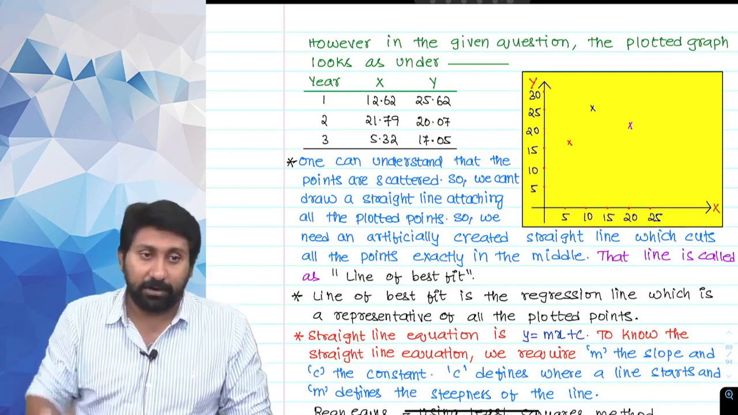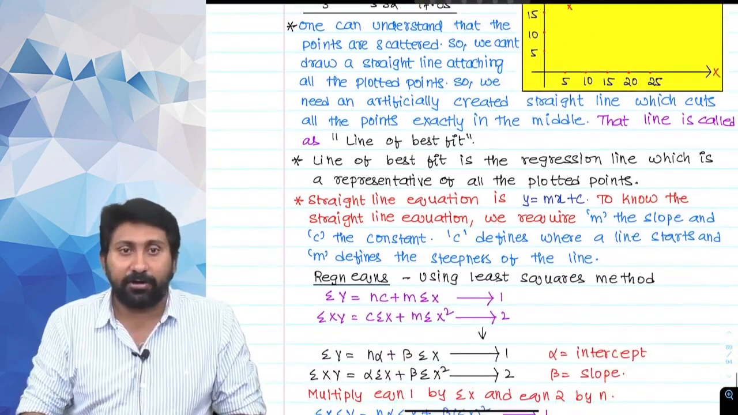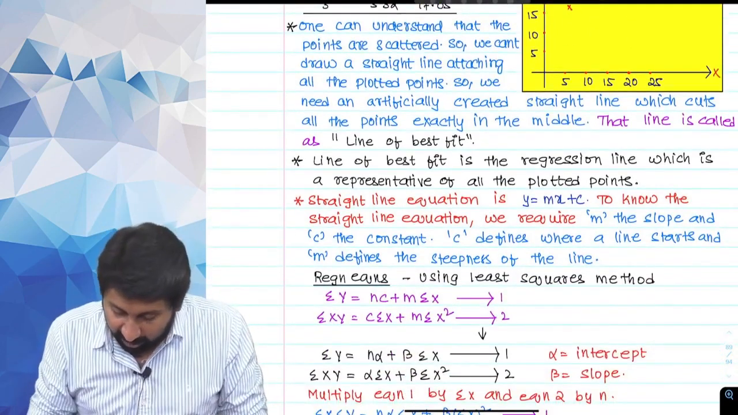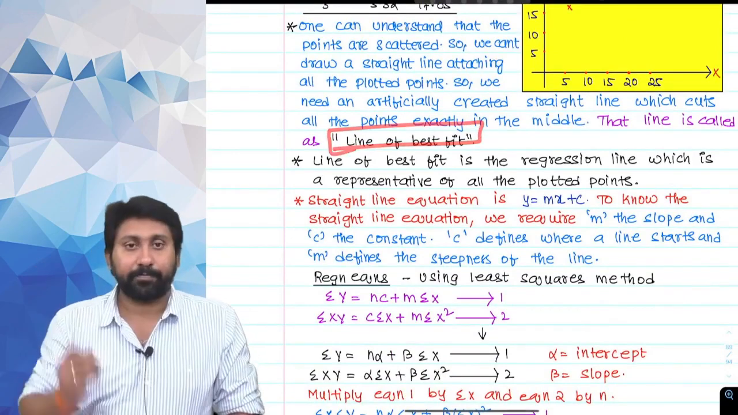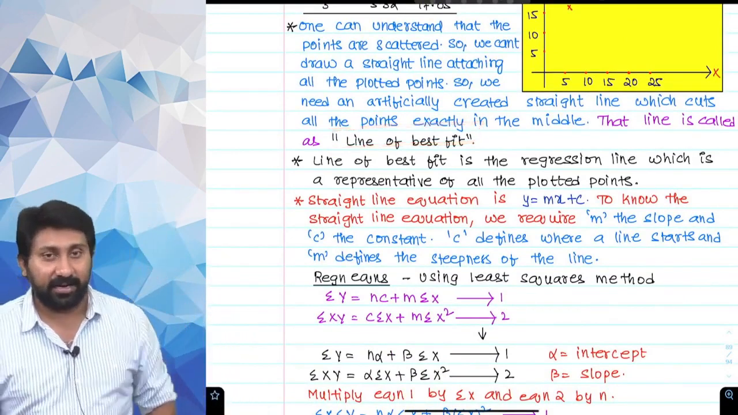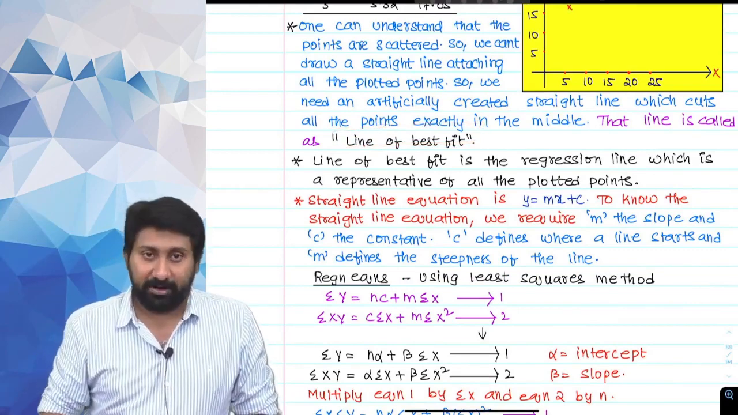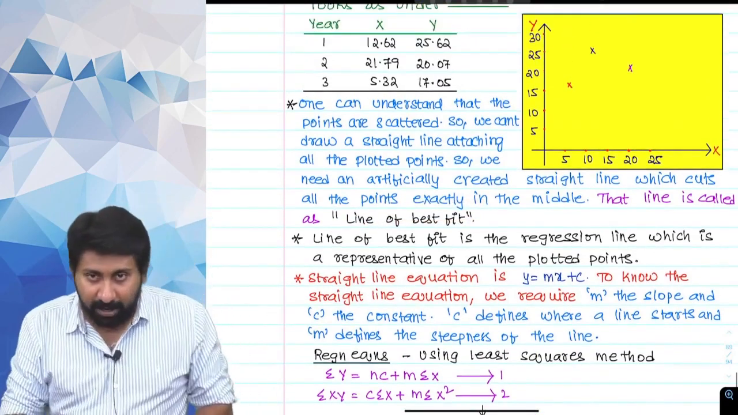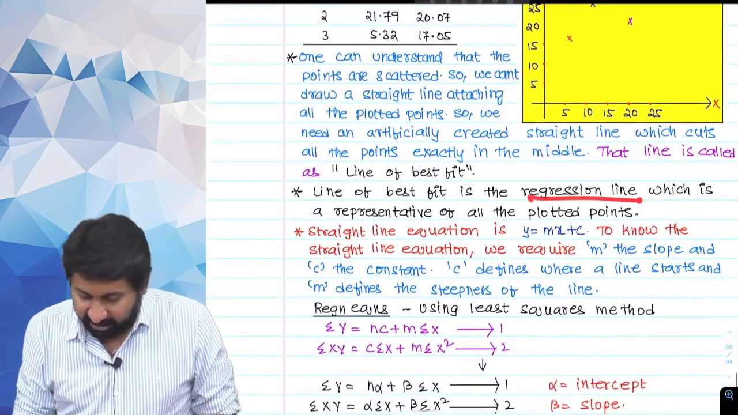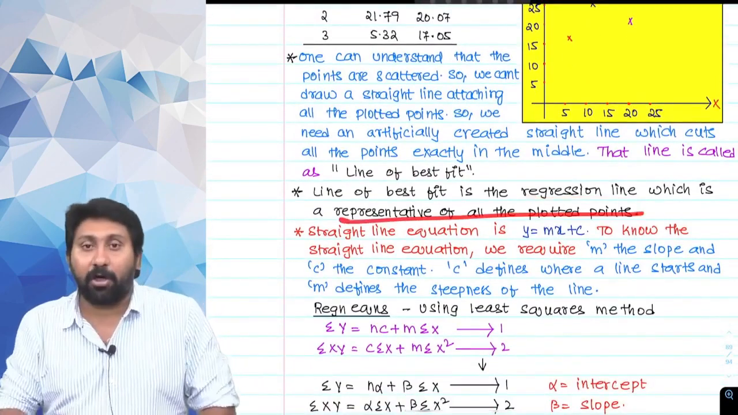Artificial line we will draw. That artificial line we draw itself is called the line of best fit, also called a regression line. So this is called a line of best fit. Okay. Line of best fit is a regression line which is a representative of all the plotted points.